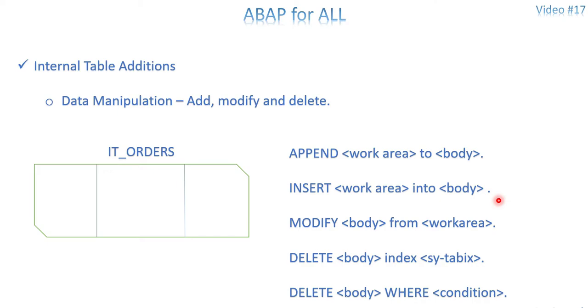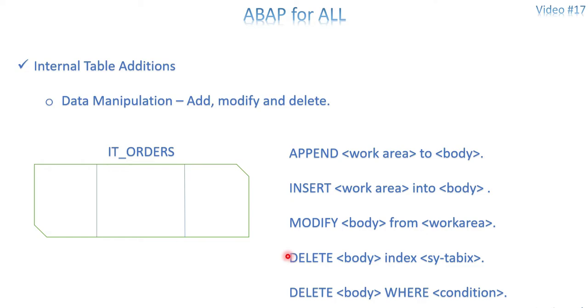So you can make use of the index and you can place the record wherever you want based on the business requirement. That is the difference between append and insert. And modify, you can modify the existing record. So modify the body from the work area. So based on the value of the work area, your body of an internal table content will change.